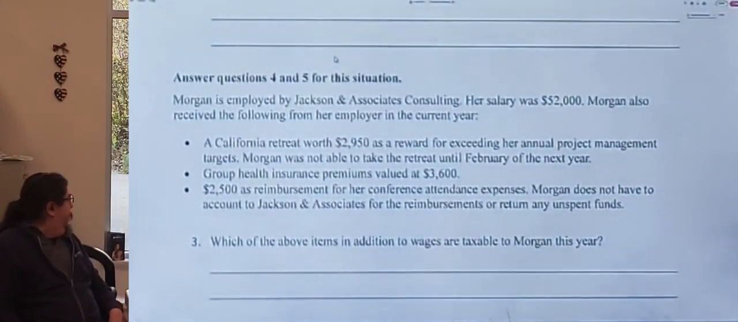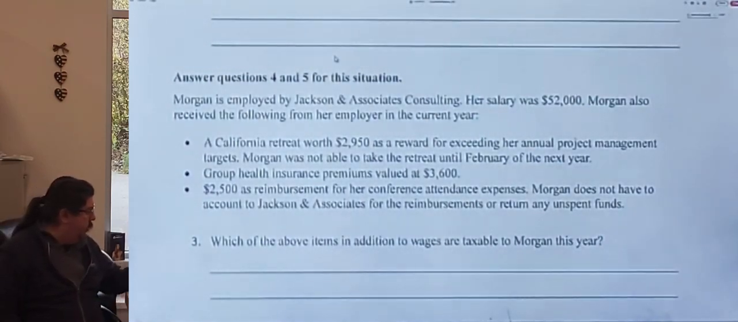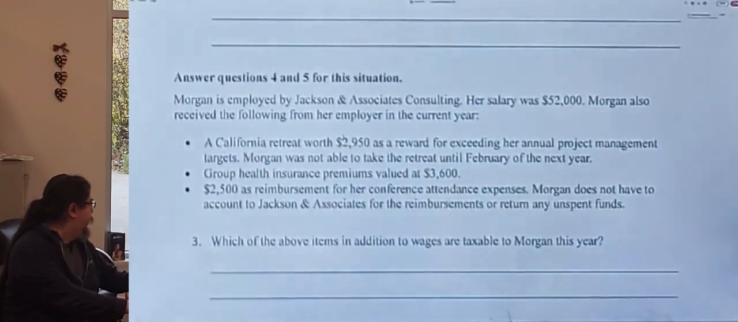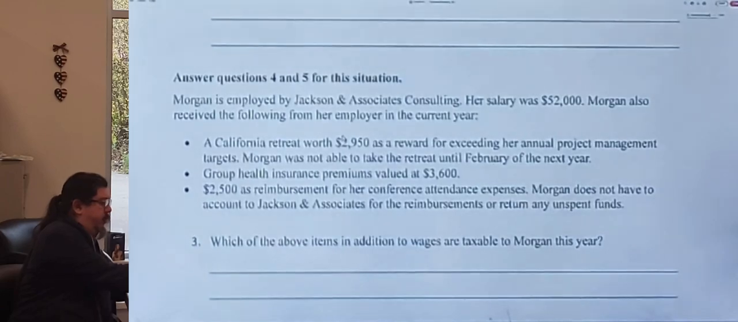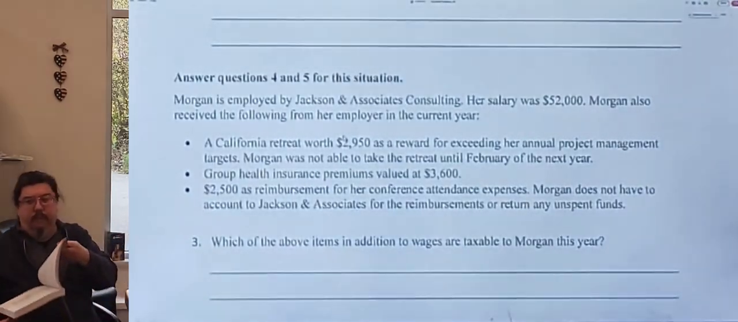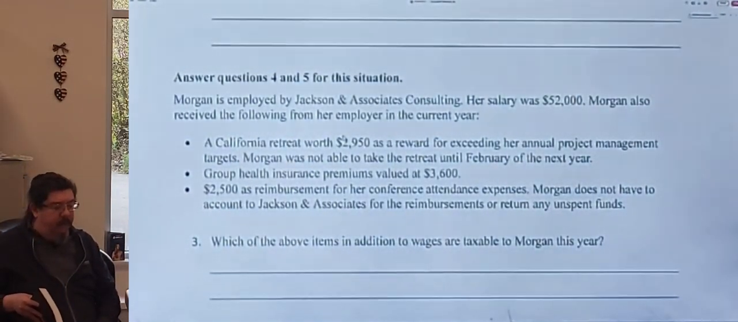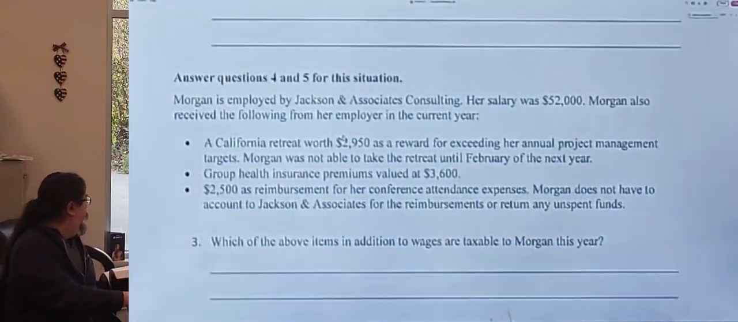Here's a little scenario. Morgan is employed by Jackson and Associates Consulting. Her salary was $52,000. Morgan also received the following from her employer in the current year. We're going to practice determining what's taxable and what's not. It belongs on a W-2, although realistically this would be the HR payroll department's job.